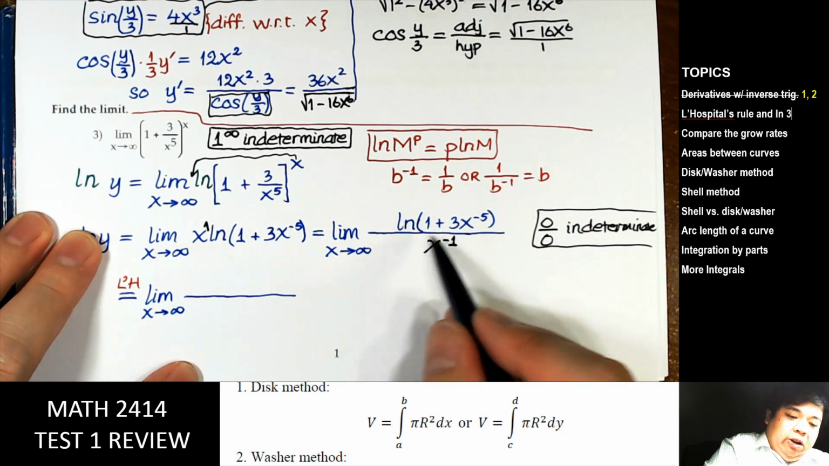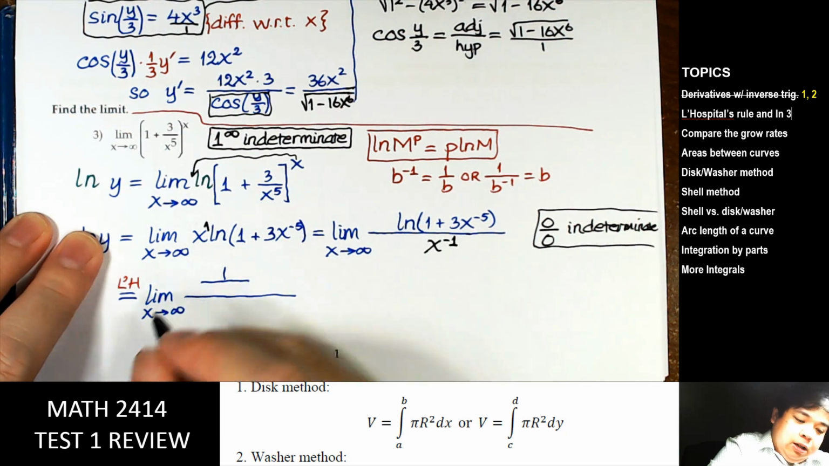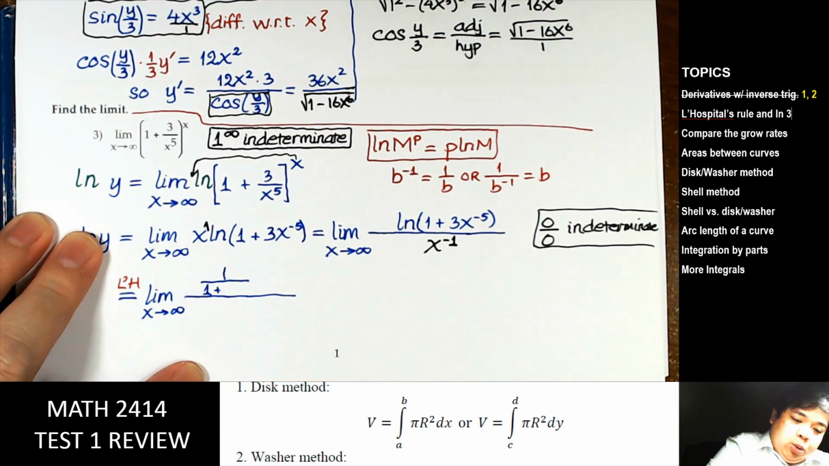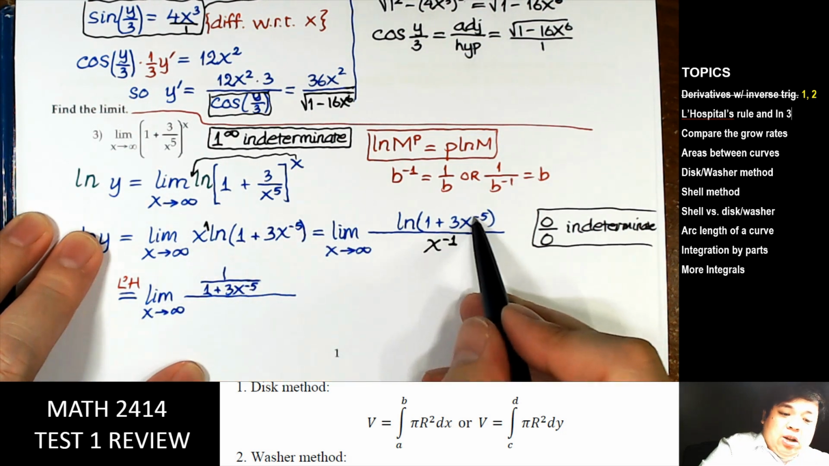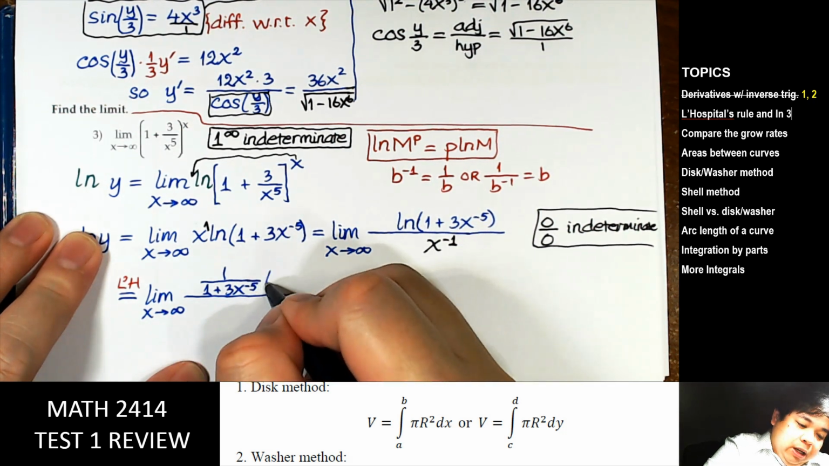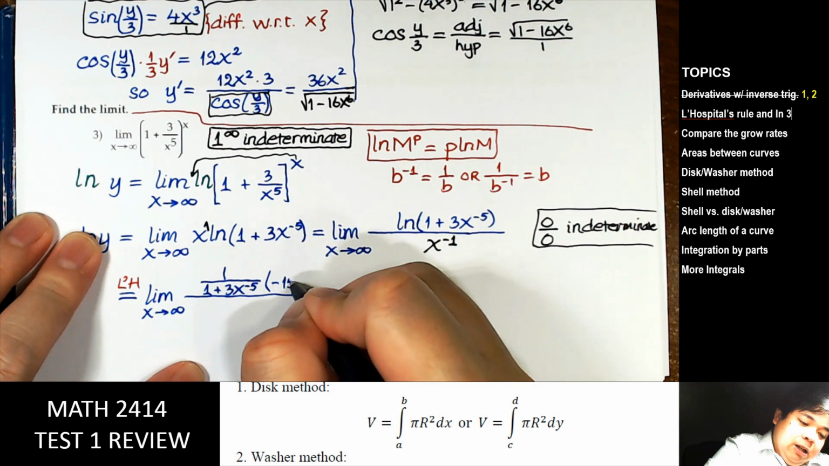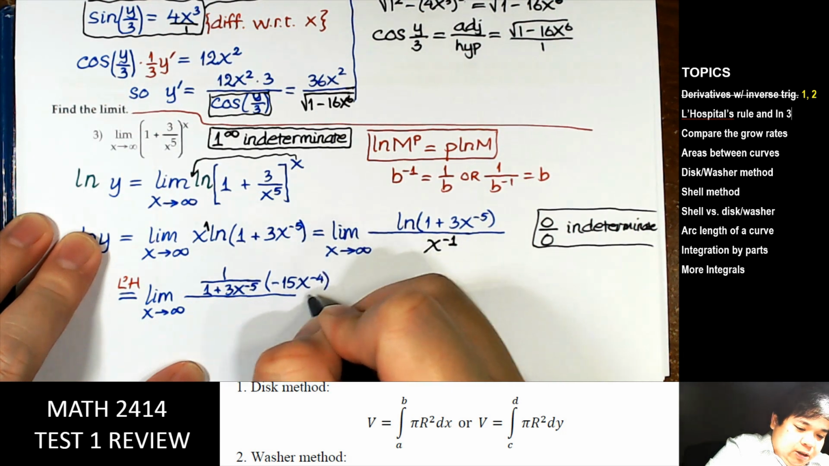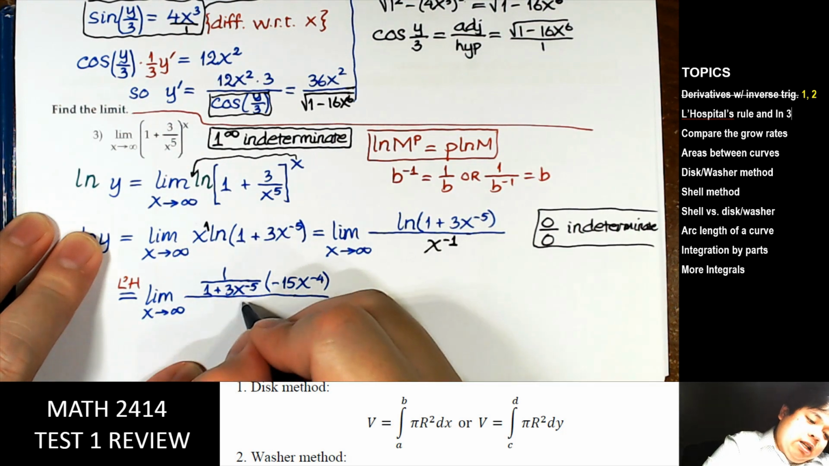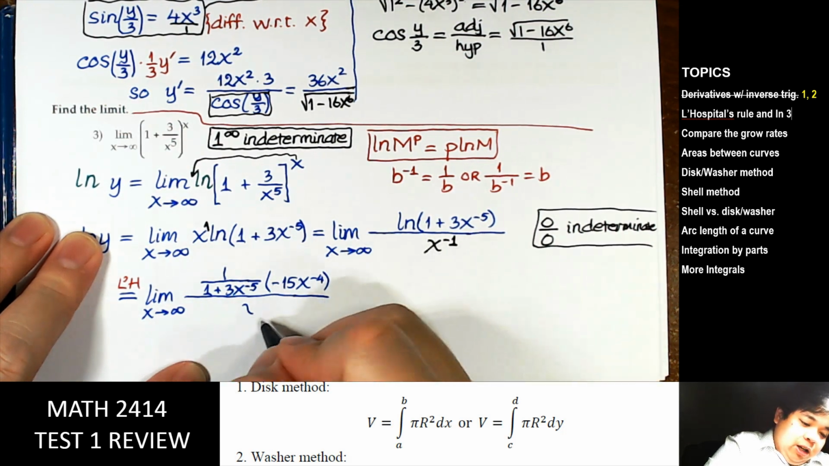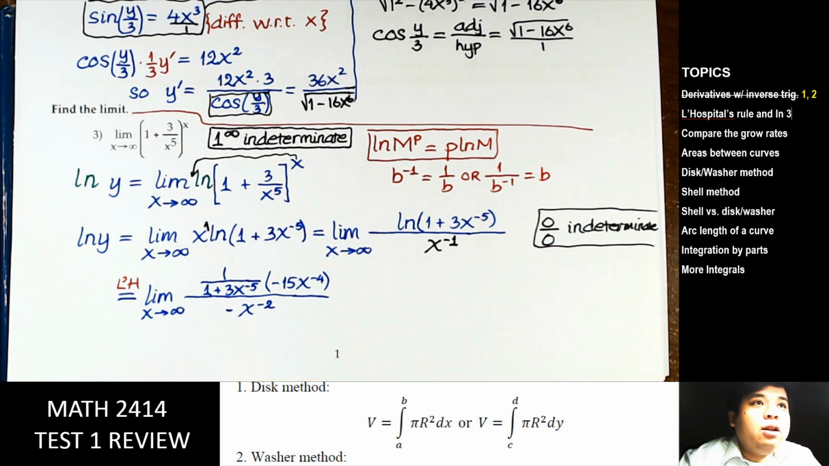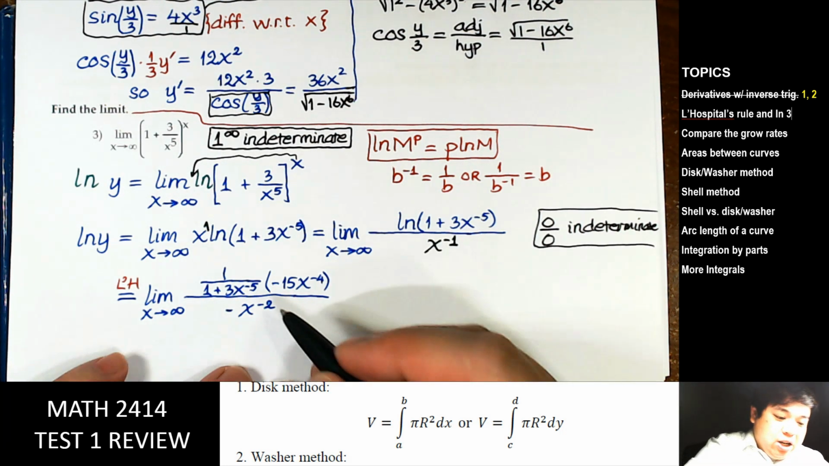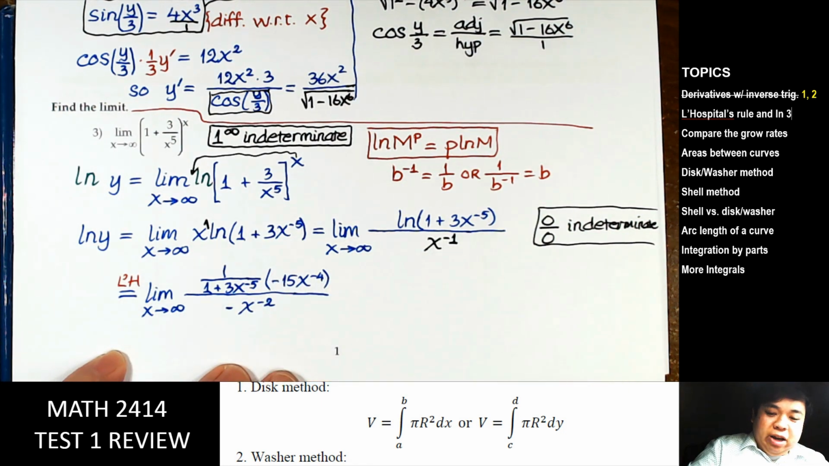Derivative of the top: the derivative of ln will be 1 over 1 plus 3x to the negative 5. And then the derivative inside will be negative 15x to the negative 4. All of that over x. Derivative of this will be negative x to the negative 2. A few things to cancel: the minus and the minus on the top and the bottom cancel out.